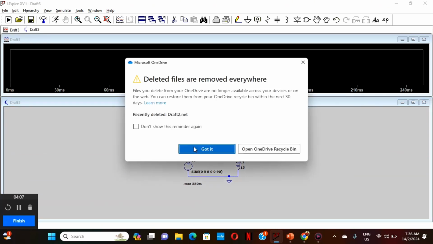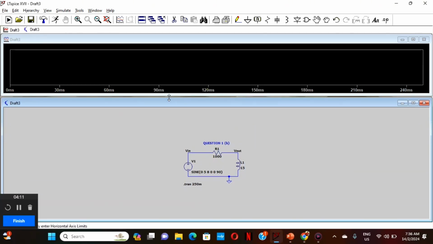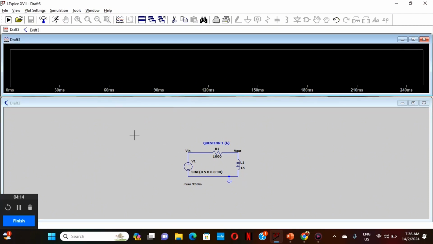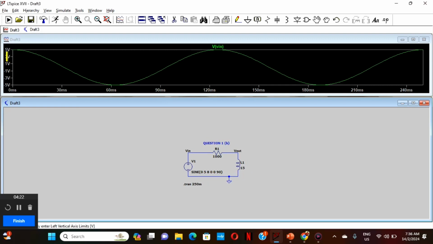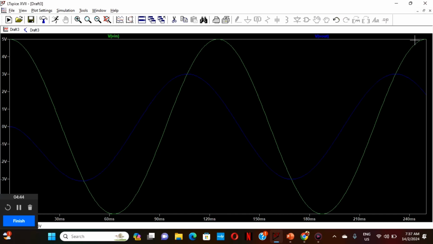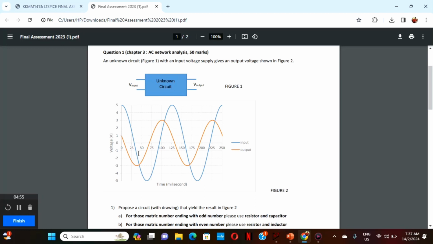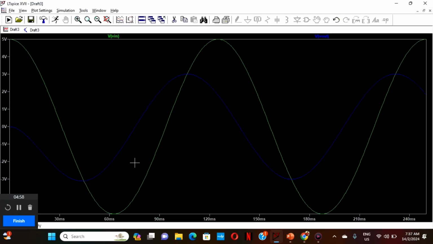Alright. So we want to simulate the circuit or start to run the circuit. So we click right here. And then we see the amplitude of the graph started to run on the screen. And then we also click at the V output, so we can get this type of graph. Yes, like this.